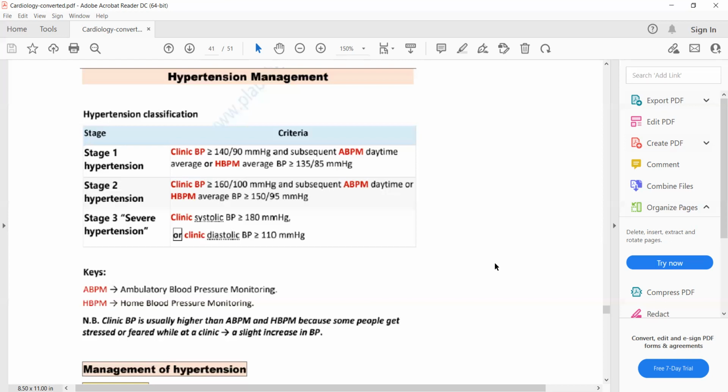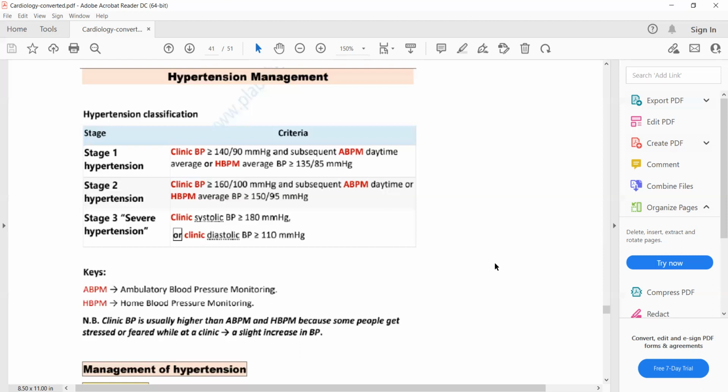Okay. Just remember the normal PR interval is 200 milliseconds or 0.2 second, and the normal QRS complex is 120 milliseconds or 3 small boxes. Just remember these 2 or 3 things. Okay, thank you.